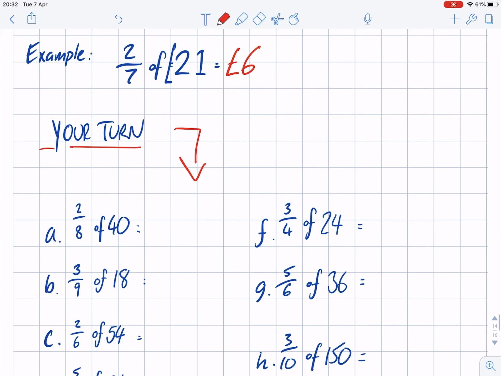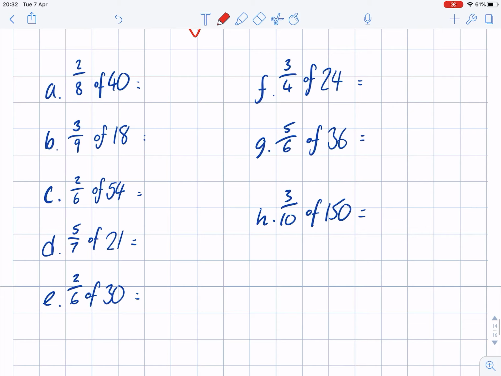Okay, so now it's your turn. So you've got 8 problems here. When you're ready to start, you're going to pause the screen and you're going to solve them. And just before you do, remember, how many times does the denominator, the bottom number, go into the amount? So in our first example, how many 8s go into 40? Whatever that answer is, multiply it by the numerator, which in this example is a 2. Okay, so press pause, good luck. Press play when you're ready to go through the answers.